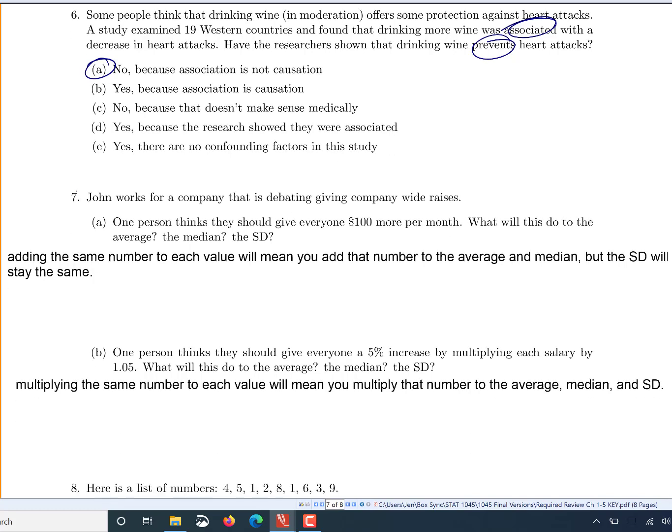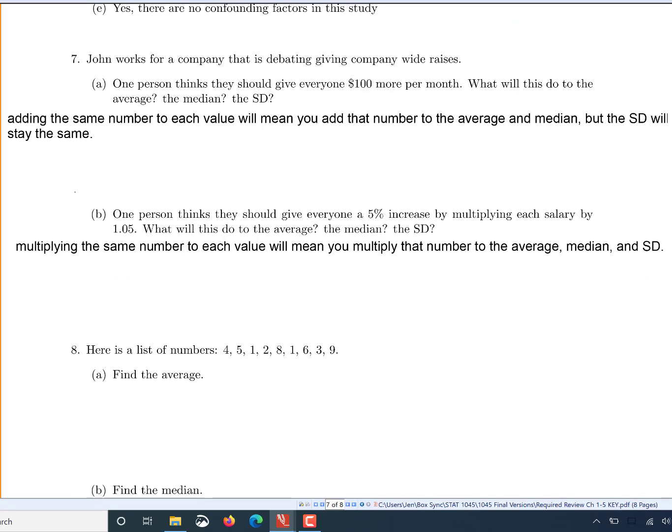So next problem. John works for a company that's debating giving company-wide raises. So one person thinks they should give everyone $100 more per month. What will this do to the average, to the median, to the SD? Well, adding the same number to each value in a data set, this is from chapter 4, means you will add that number to the average and the median.